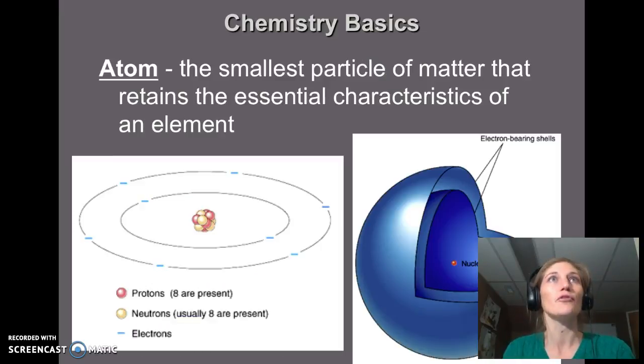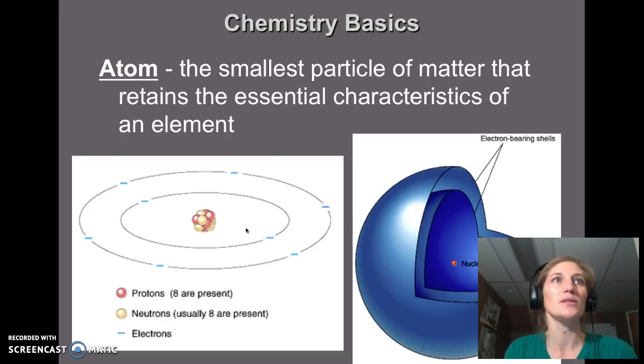Okay. Further, when we talk about chemistry and we talk about elements, we talk about atoms. So atoms are the smallest particle of matter that retains all of the characteristics of an element. So we're looking at two different diagrams. We have the flat view on the left and kind of the three-dimensional drawing on the right. And this is just two ways that we can sort of imagine an electron.